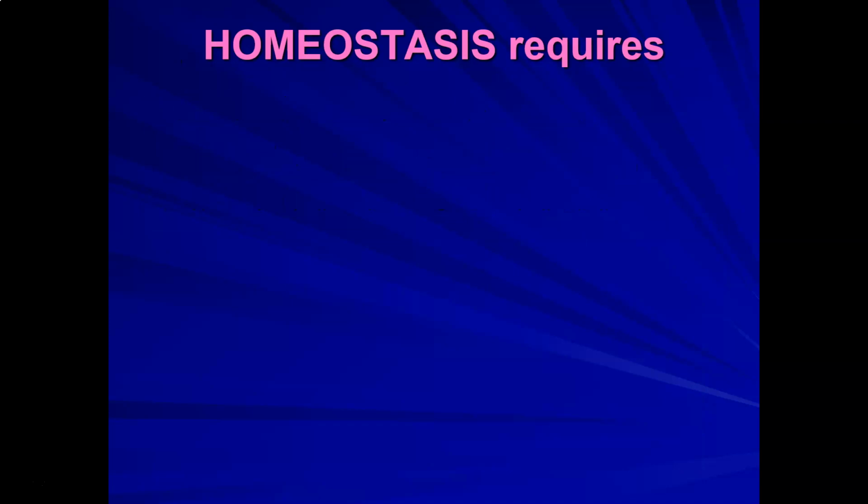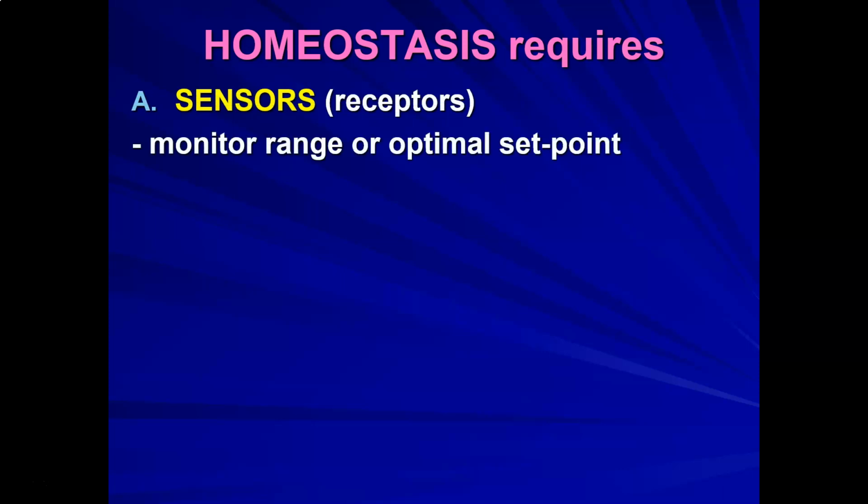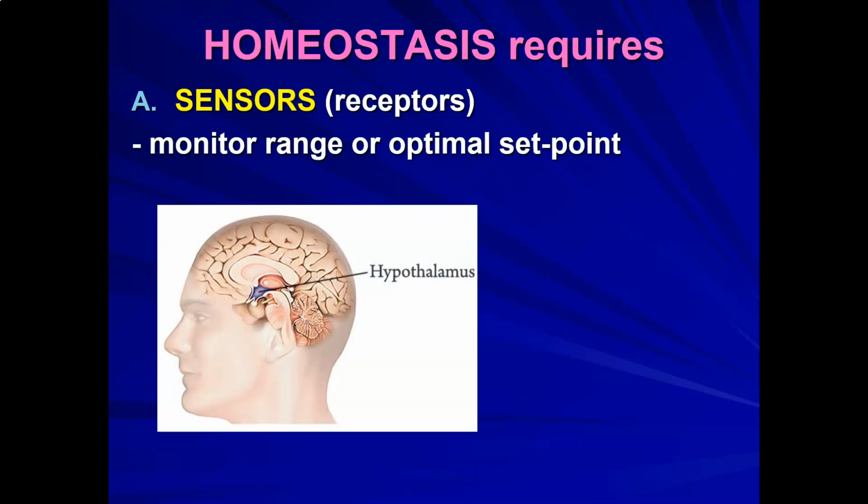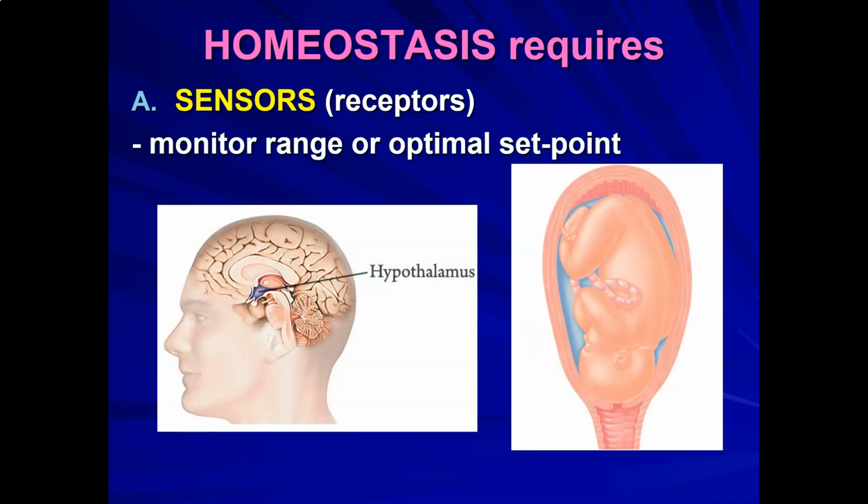Homeostasis requires a couple of things. We have to have sensors. We have to have somebody who's monitoring the impact of, or the levels of. Monitor the range, monitor the set point. And just a couple of examples might be the hypothalamus in the brain monitoring temperature. It might be the stretch receptors in the cervix, right, monitoring the position and size of a developing offspring. Something's got to be able to tell what's going on.